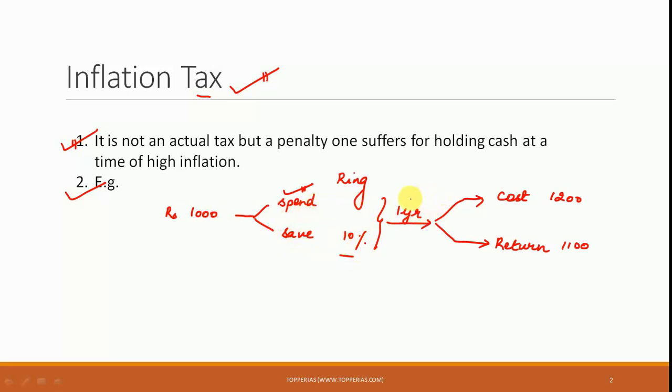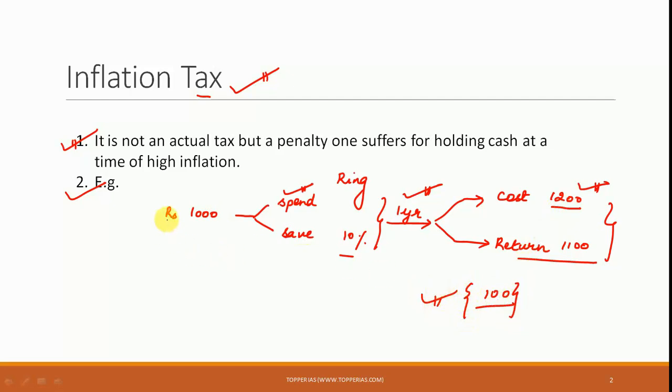But what happens is that inflation happens in this 1 year. So after 1 year, the cost of the ring that I wanted to buy, this was largely a postponement of consumption for 1 year, has increased to 1200 because of inflation in the economy. And what I get after 1 year is a return of rupees 1100 because this was an interest rate of 10% only. So in effect, I will have to pay rupees 100 more to buy this particular ring. So this rupees 100 is acting as a penalty for me for saving my money.